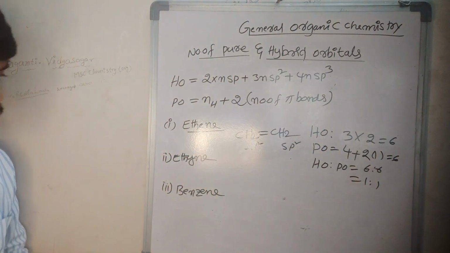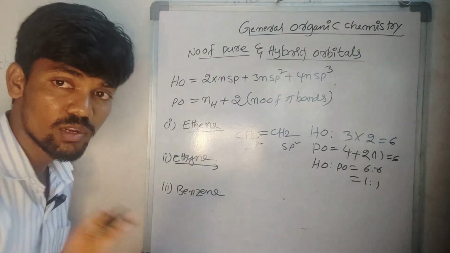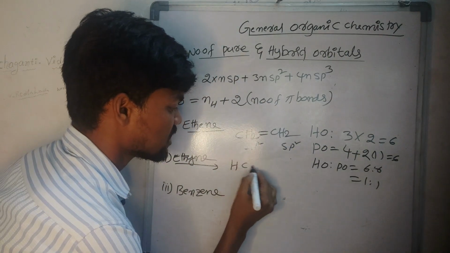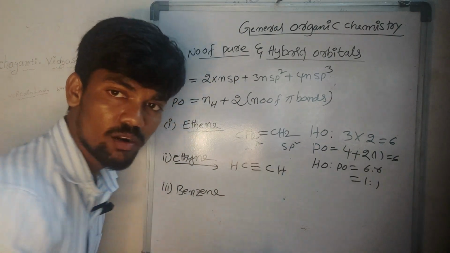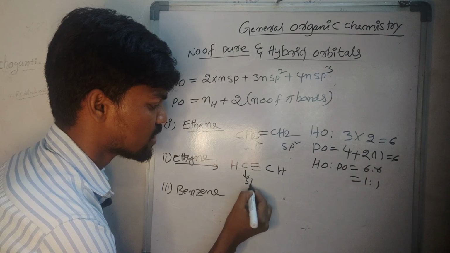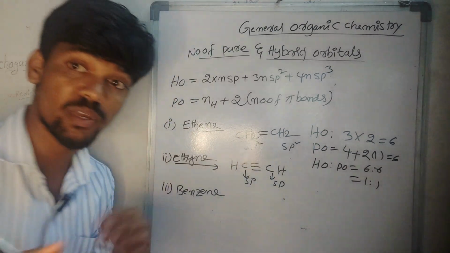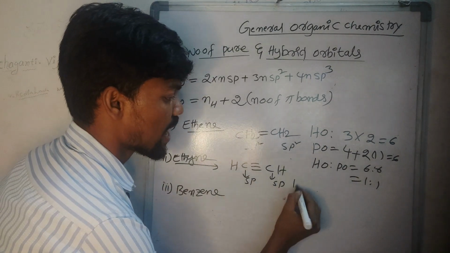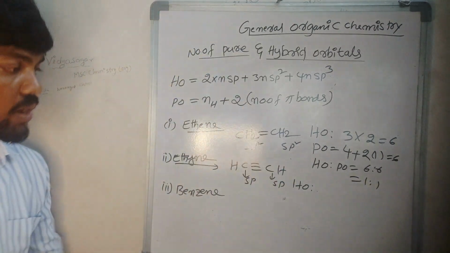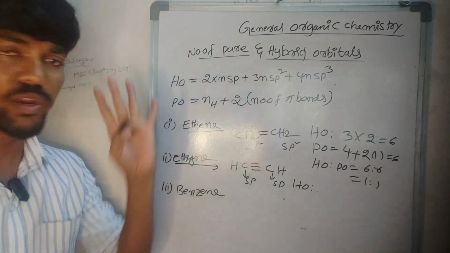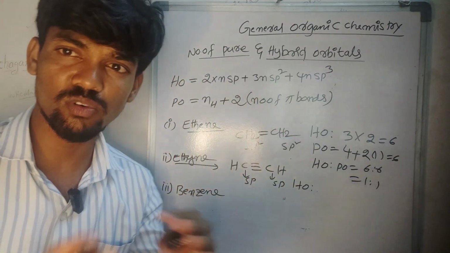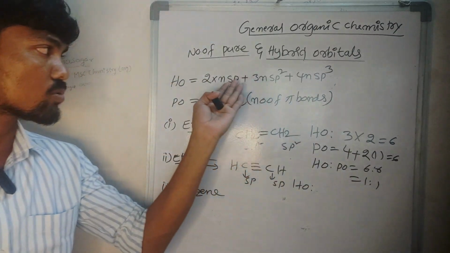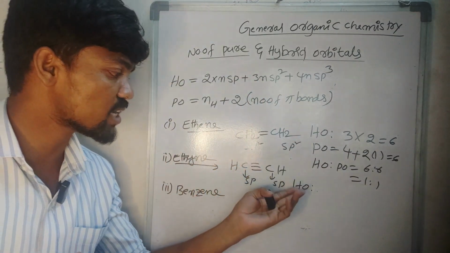Next, the ethyne molecule. Ethyne means HC triple bond CH. Now this has an sp carbon, and this has an sp carbon. Now tell me the hybrid orbitals formula. Is there any sp2 or sp3? No, so neglect that value. Coming to the sp carbon.